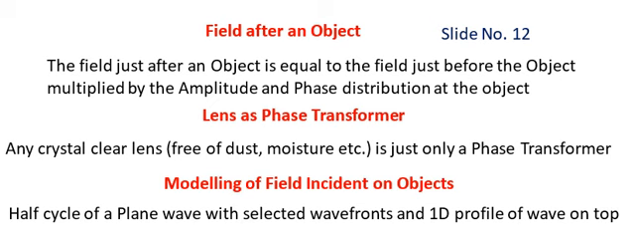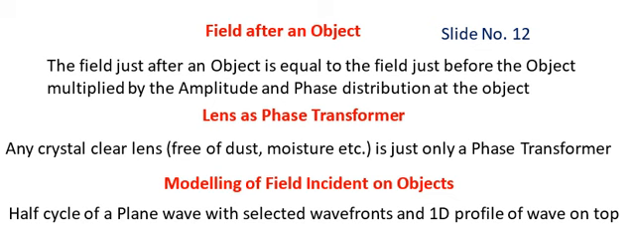Field just after an object. The field just after an object is equal to the field just before the object multiplied by the amplitude and phase distribution at the object. So if the field before an object is known, we can calculate the field very easily after the object, provided the amplitude and phase information at the object plane are known. So just the input field at the object plane multiplied by the amplitude and phase distribution at the object plane will give you the field just after the object.